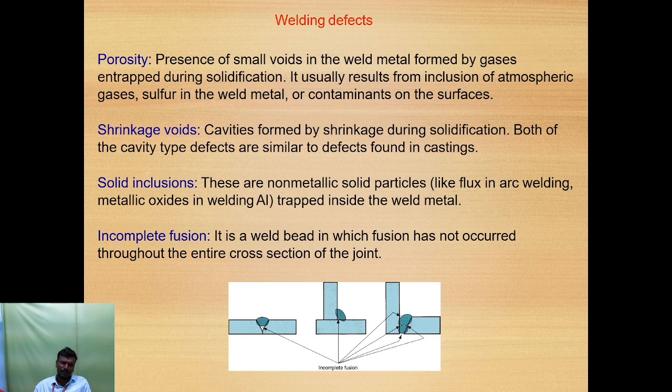In welding defects, the first one is porosity. Porosity is the presence of small voids in the welded metal formed by gases entrapped during the solidification process. It usually results from the inclusion of atmospheric gases, sulfur in the welded metal, or contaminants on the surface. The next welding defect is shrinkage voids. Cavities are formed by shrinkage during the solidification process. Both of these cavity type defects are similar to defects found in castings.